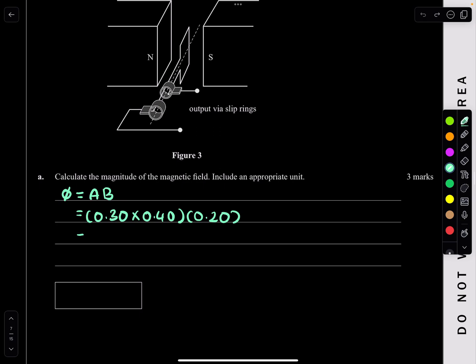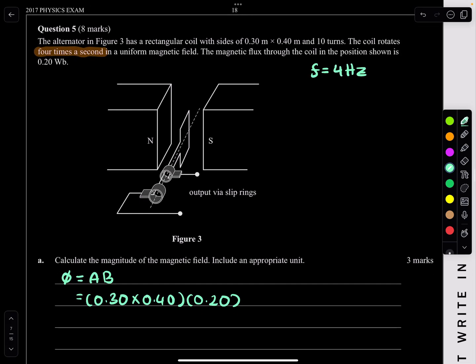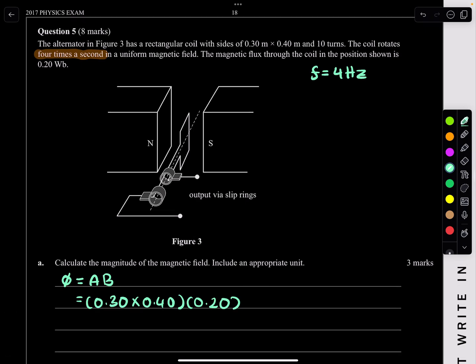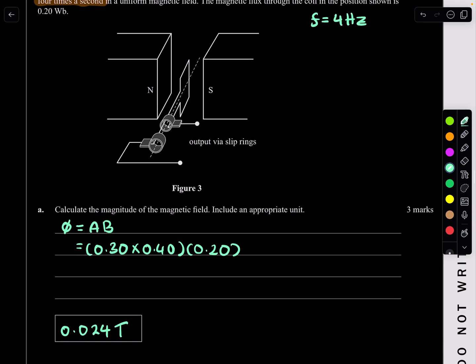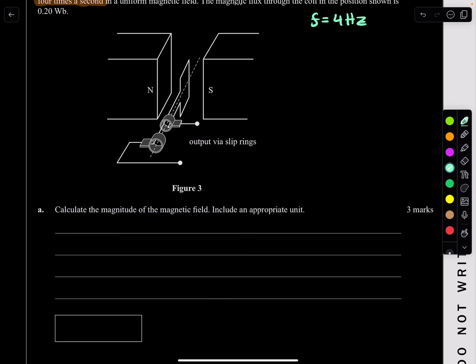So let's write that in our answer: 0.024 teslas. Remember, tesla is the unit for magnetic field. Have I done anything wrong here? No! What am I doing? Oh my god, what have I done? Sorry, I fully forgot.